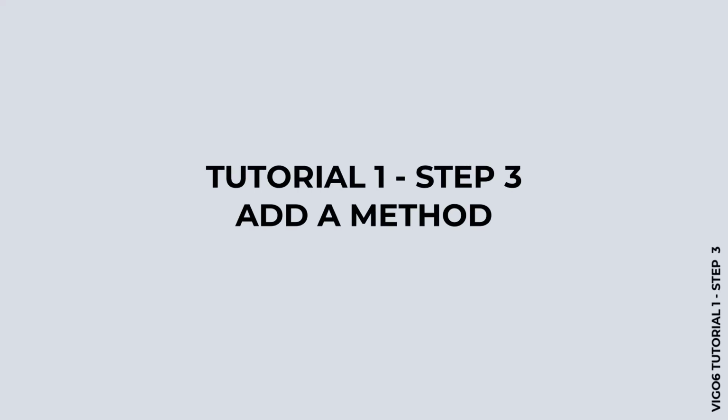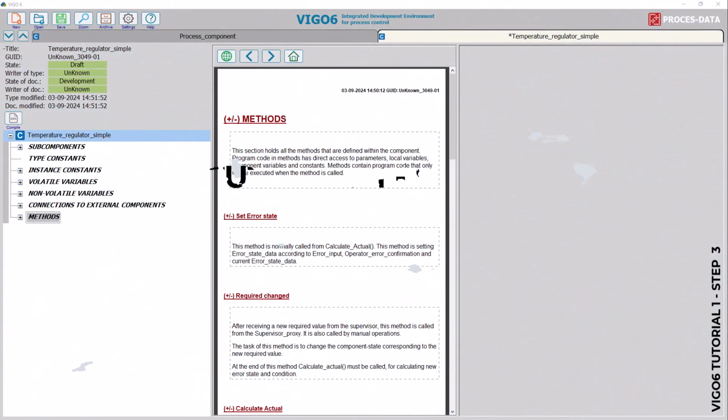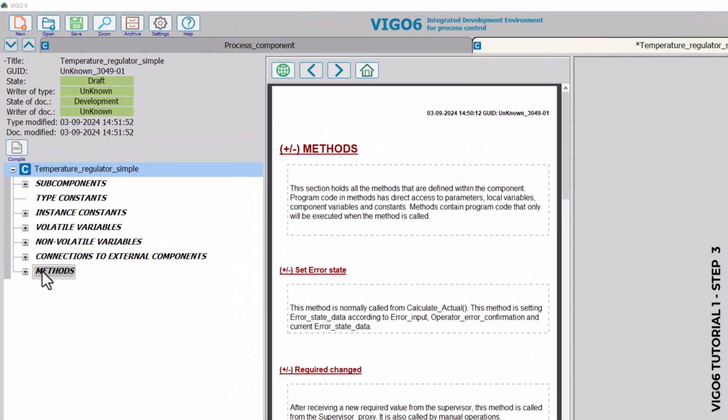Tutorial 1, Step 3. Add a method. Add a method and write your control code. Now you need to write the code that will enable your component to make the wanted regulation.